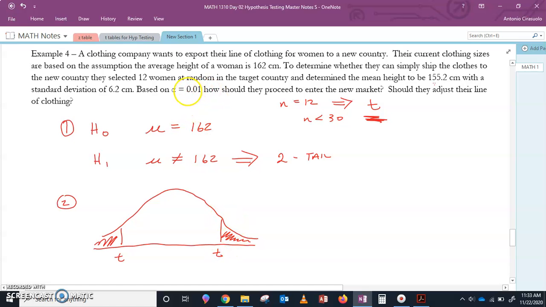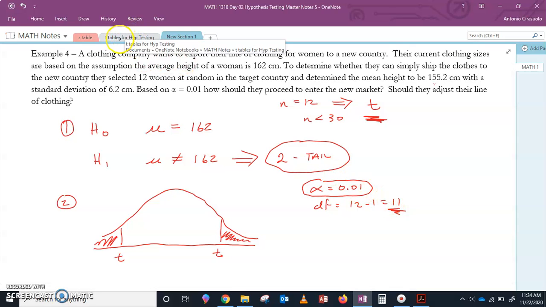So t-score. So we're going to use the t-table to determine our critical values. Now, alpha is 0.01, so let's just state that. Alpha, 0.01, degrees of freedom is 12 minus 1, which is 11. So we're going to look at the two-tail row, the 0.01 alpha column, and the row with 11 degrees of freedom in our table for hypothesis testing, the t-table.